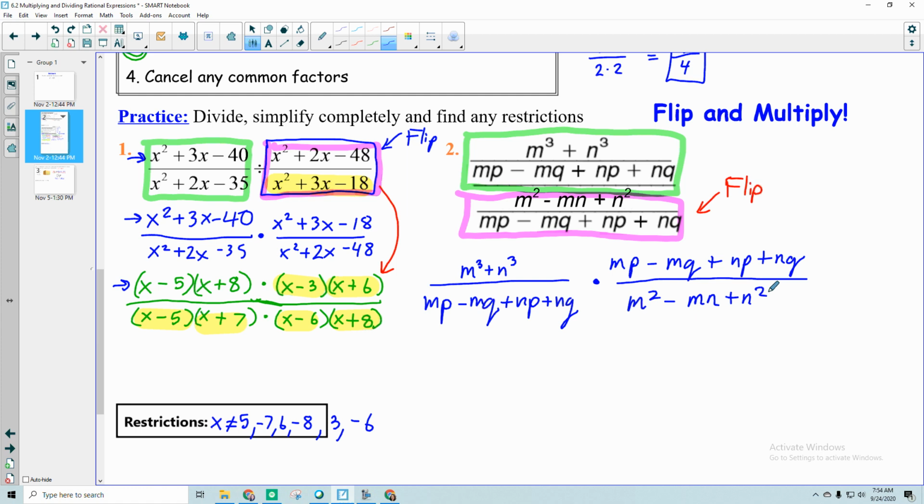Okay, so for this one, I'm not going to worry about finding restrictions on the domain, just because there's a bunch of variables. So we're not going to worry about this for this specific problem.